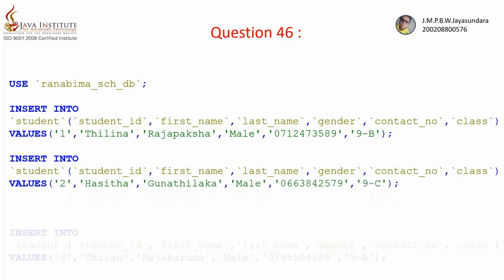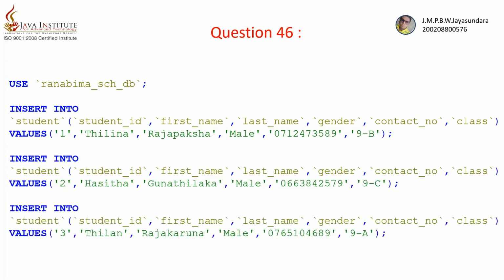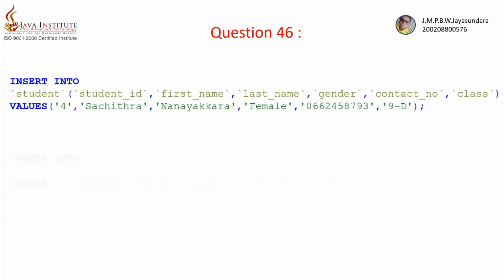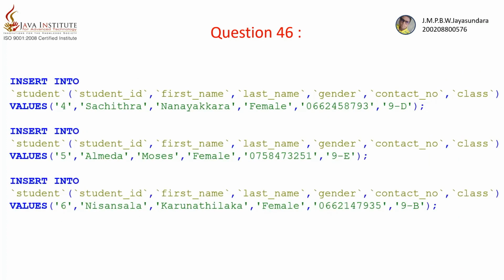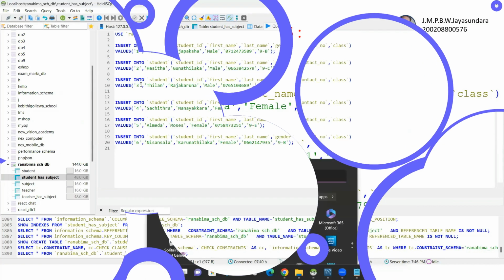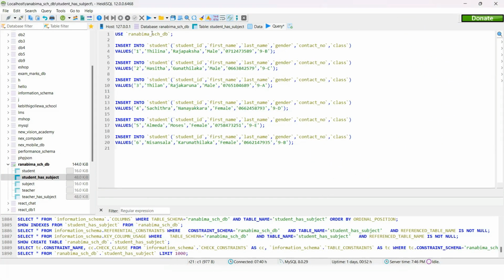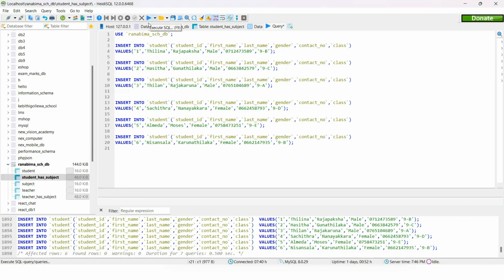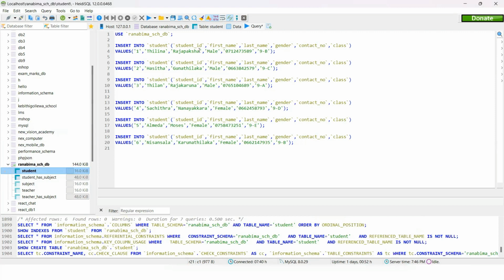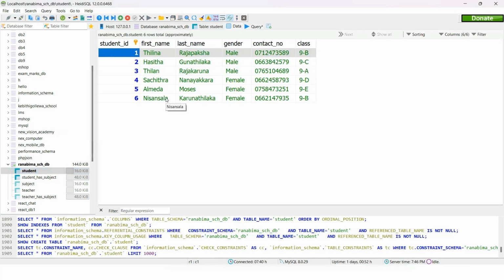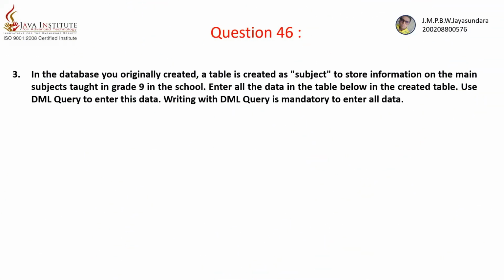So these are the queries that we are going to execute in order to add all this data into our table. So let's go and execute them in our database. After inserting the query, we can click on this run button and it's going to add this data into our table. So let's go into our student table and let's go into data. As you can see, the data has been successfully inserted into our table. So let's go back.